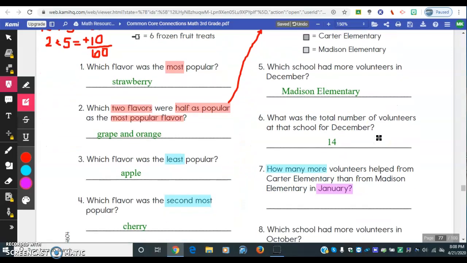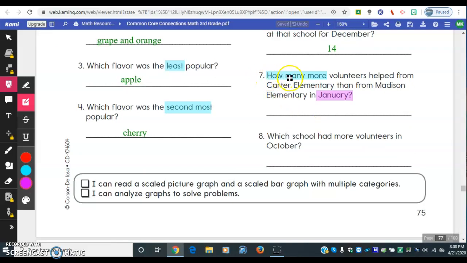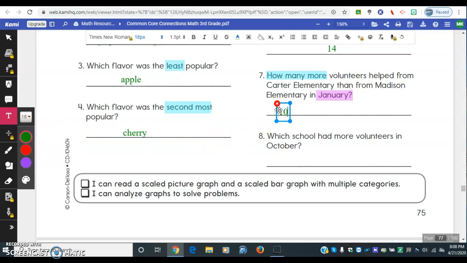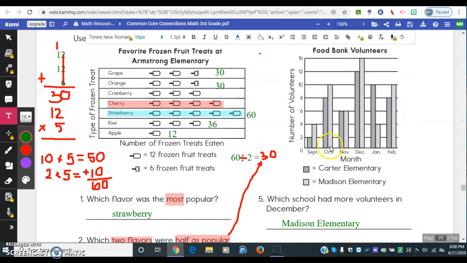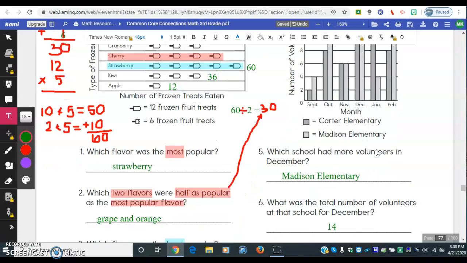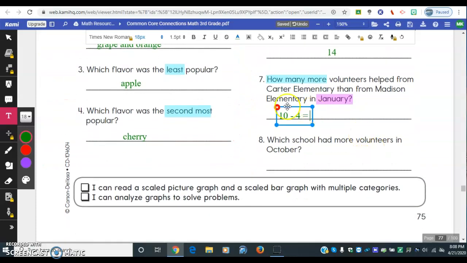Okay, so now I just need to take those two numbers and I need to subtract them, because when you say how many more, you're comparing. You're trying to find the difference, and the difference is what you find when you subtract. So there were 10 volunteers minus 4 volunteers, and you're just going to do 10 minus 4. Why? Because in the month of January, Carter Elementary School had 10 volunteers, and Madison had 4 volunteers, and we need to know how many more Carter had than Madison. So you do that by subtracting. I'm going to let you go ahead and solve that math.